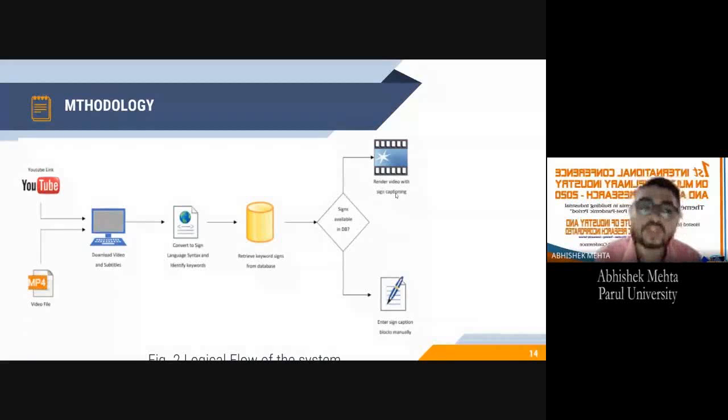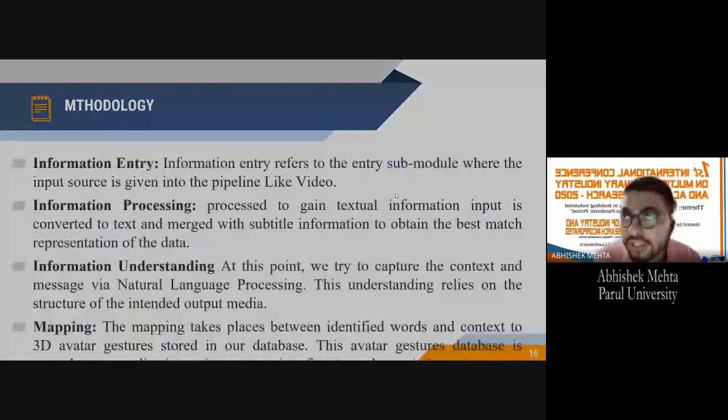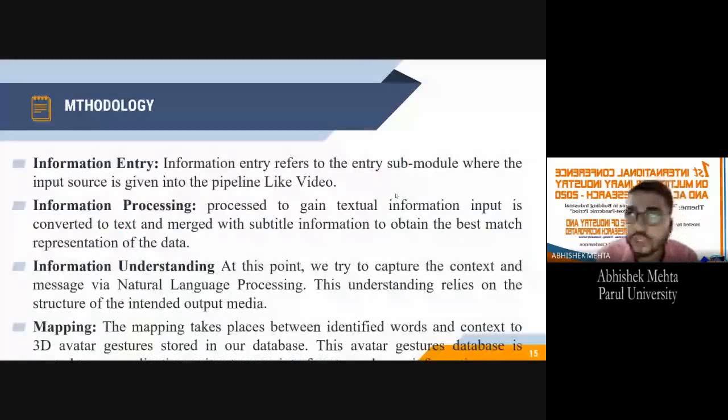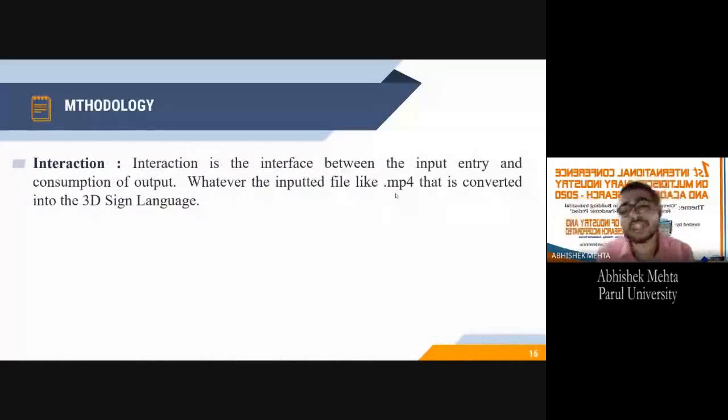So for this, there are 4 parameters: information entry as a video or audio, information processing, information understanding, and the mapping with the 3D generated sign. And the interaction between the system and the user.